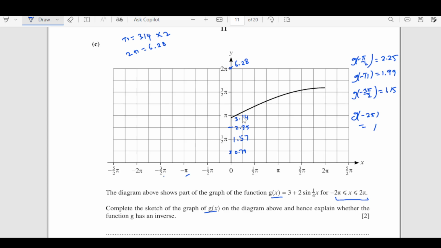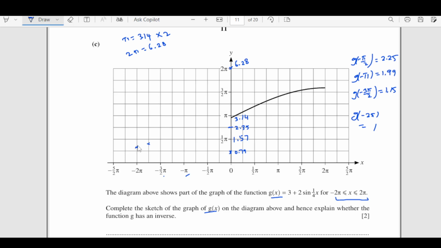Now g of negative 2 pi is 1, which is here somewhere. This is 1.57, so a little bit down here. So this is done. Then 1.15 is somewhere here, no, this is down, sorry. So this one is 0.7, a little above that. Then 1.15 is down here somewhere. These are rough sketches, you can't make it exactly the same.